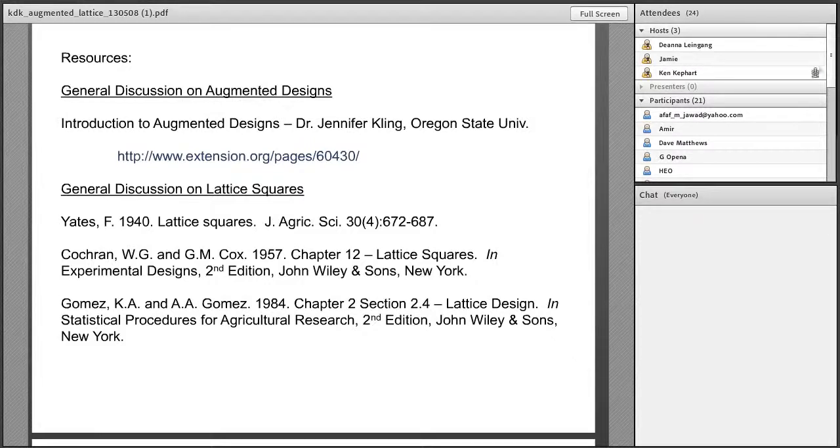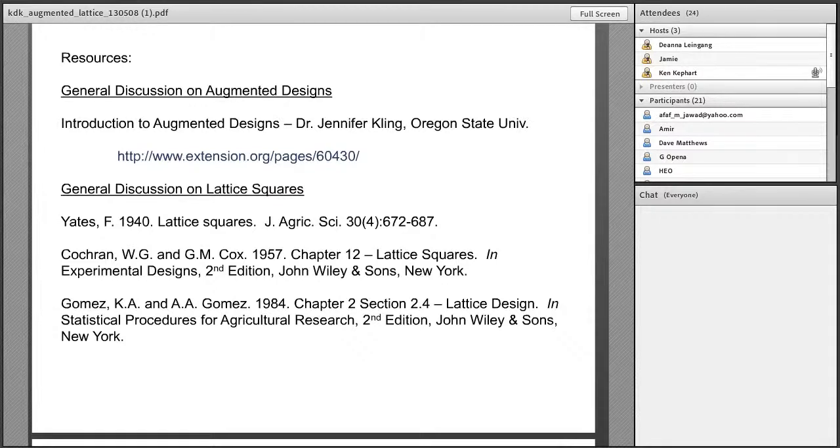Lattice squares are usually not found in very many statistical textbooks. But fortunately, Cochran and Cox devoted a chapter in the second edition of their book titled Experimental Designs. It's a very good discussion, providing background and some theoretical information, as well as some analysis work concerning the lattice squares.